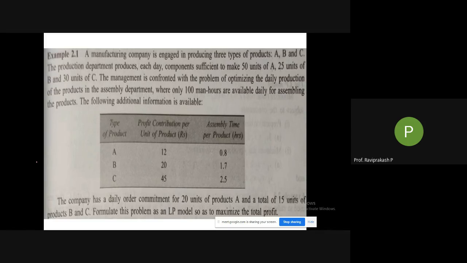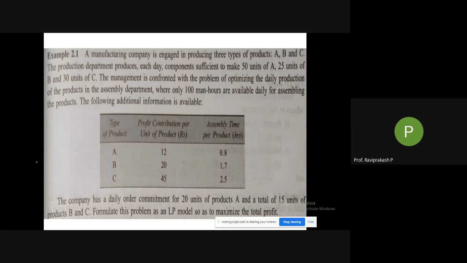The following additional information is available. So draw this particular table. First column, type of product.